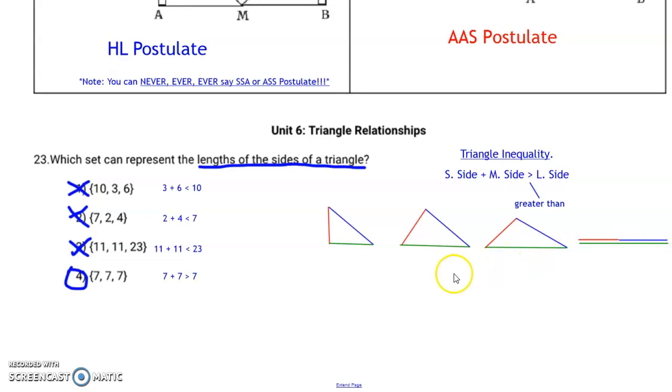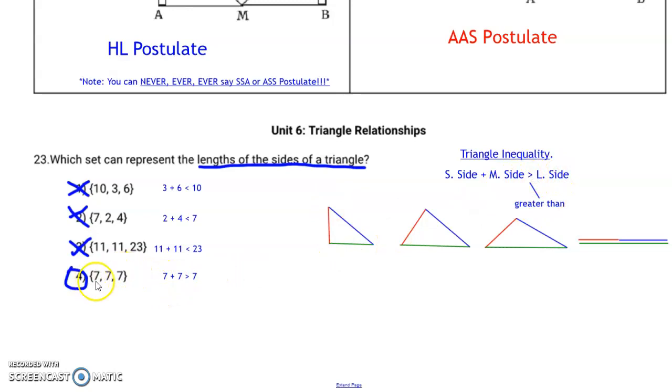Anyway, taking a look at these answer choices, I take the small and the medium side, add them together. This is less than 10. Well, that's no good because it's supposed to be greater than. The smaller and the medium side are 2 and 4. That's 6. 6 is less than 7. Still no good. Supposed to be greater than. 11 and 11 is 22. That's less than 23. No good. Supposed to be greater than.